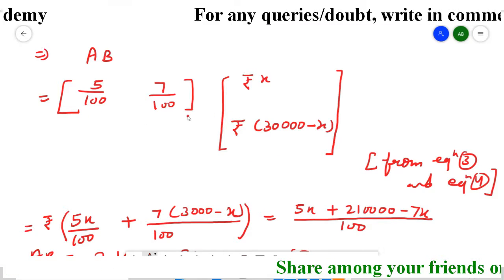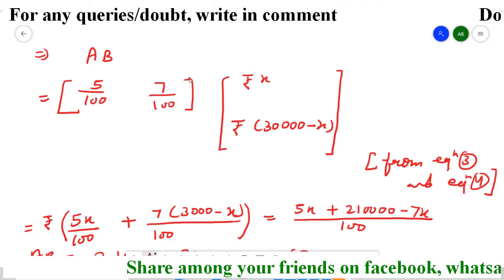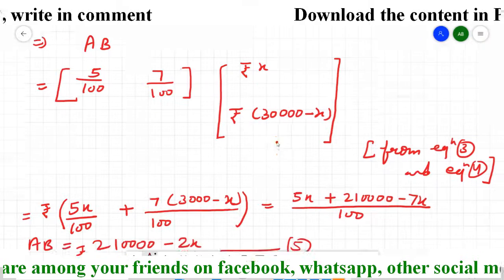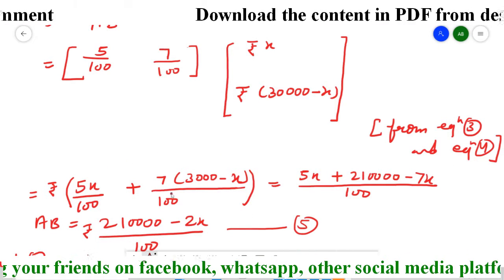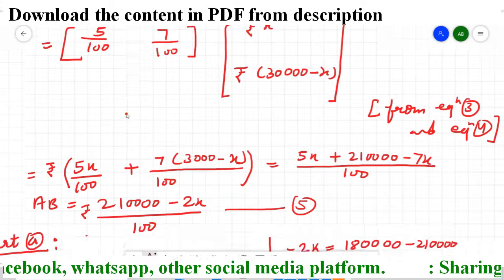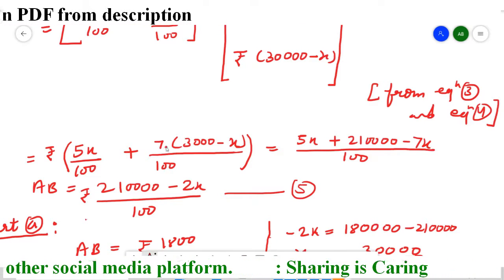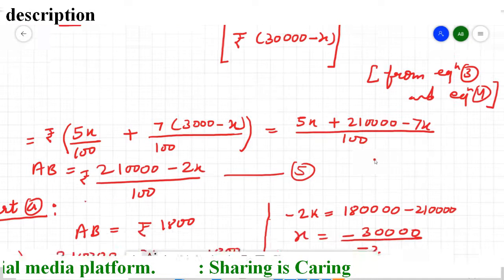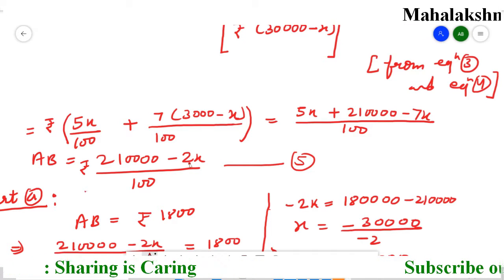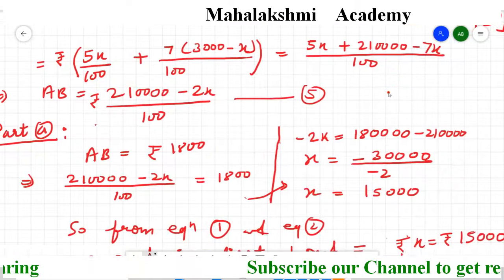Now we have to multiply them. For the product of two matrices, the first row is multiplied by the first column. So 5 upon 100 multiplied by the x that I entered here, then 7 upon 100 multiplied by this that I entered here. So we got only one element here; these are not separate, these are the same element. Now I opened it. Since the denominator is 100, I took the LCM and 7 is multiplied by both. So I got this answer: AB is rupees (2,10,000 minus 2x) upon 100. So this is our interest, which I call equation 5.